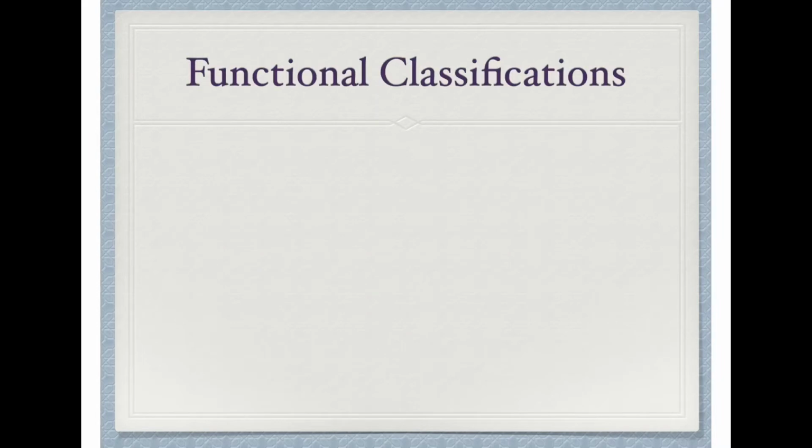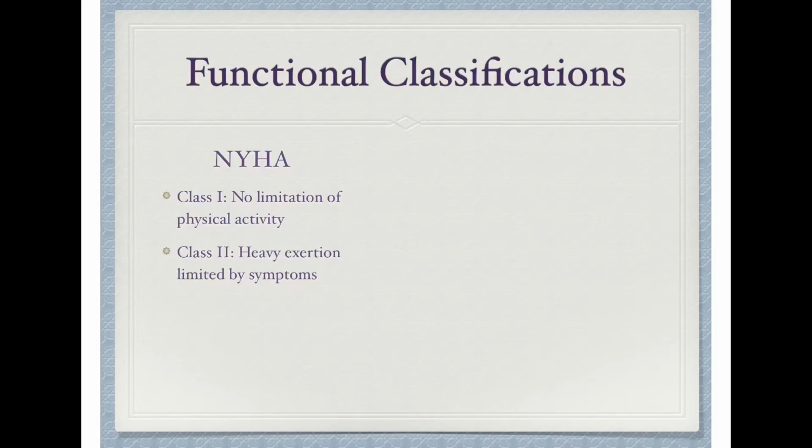The functional classifications, we have the NYHA classification system. Class 1 are the patients whose heart failure symptoms are not limiting their physical activity at all. Patients with NYHA Class 2 have heavy exertion, such as significant exercise, limited by their heart failure symptoms. In Class 3, ordinary activities of daily living are limited by the patient's symptoms. And Class 4 are those patients who have symptoms even at rest.